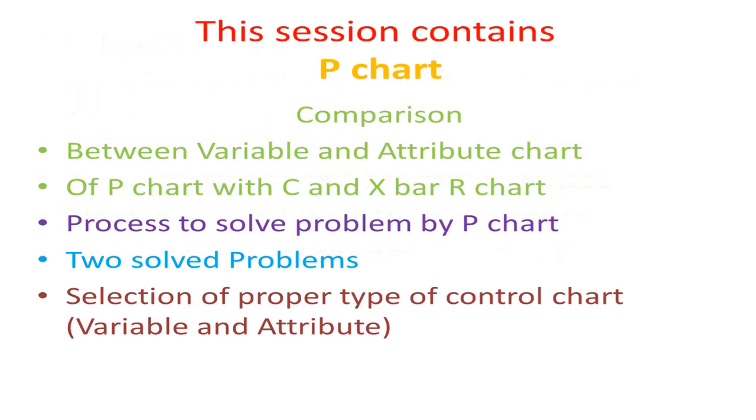Now in this session we are going to start with attribute type of charts, and the first chart, that is the P chart. What we are going to learn is the comparison between variable and attribute charts. Second, the comparison of the P chart with the C chart and X bar R chart. Next we are going to solve two problems on it, and lastly we are going to cover how we are going to select the proper type of control chart. We know that there are two types of charts, variable chart and attribute chart, but which type of chart is suitable and where we are going to use it, that we are going to learn in this session.